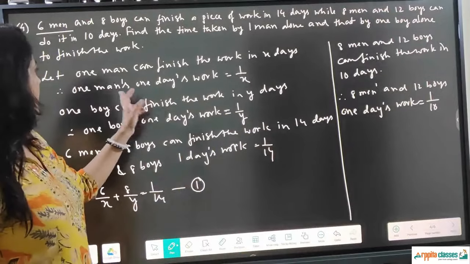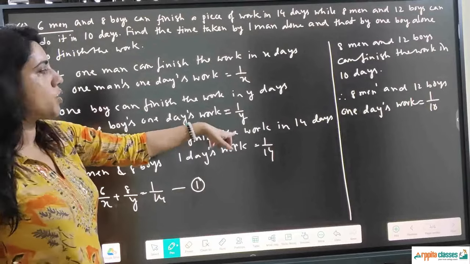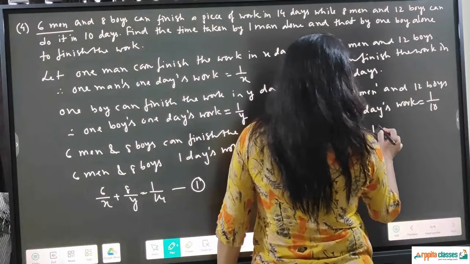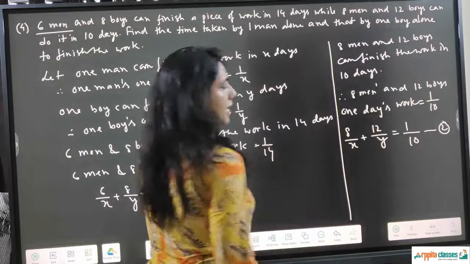Now see here, 8 men's 1 day's work is 8 upon x. 12 boys' 1 day's work is 12 upon y. So we can write 8 upon x plus 12 upon y is equal to 1 upon 10. This is my second equation.